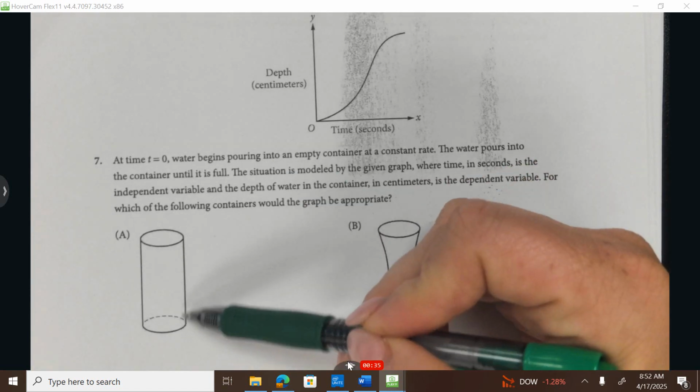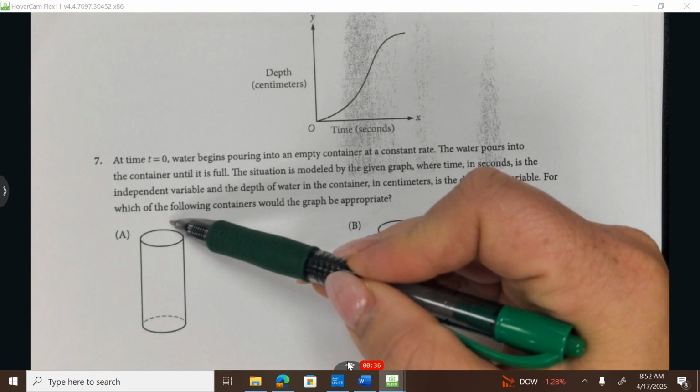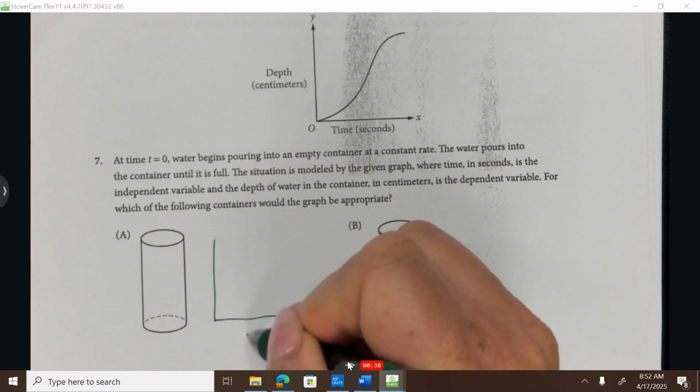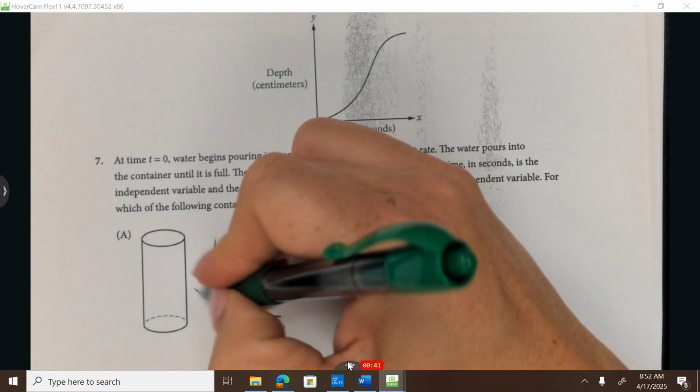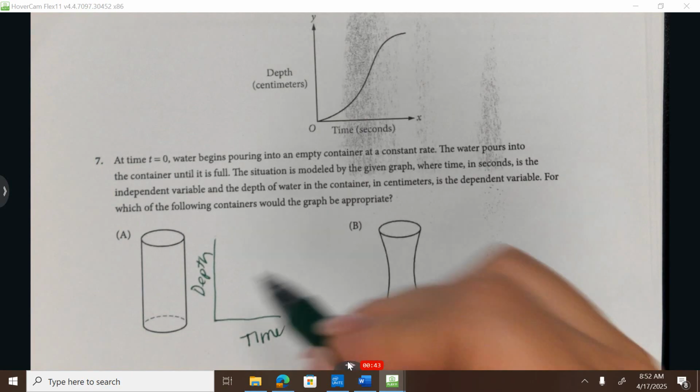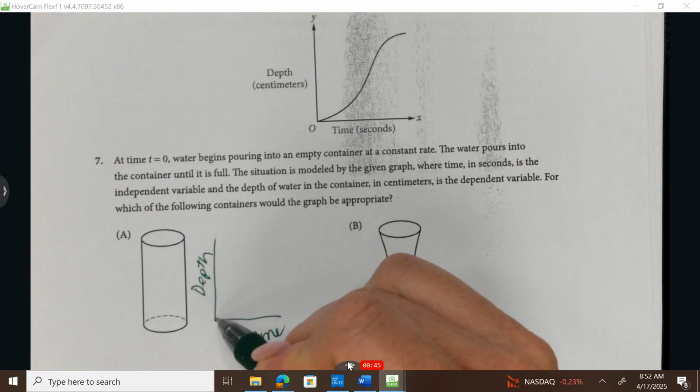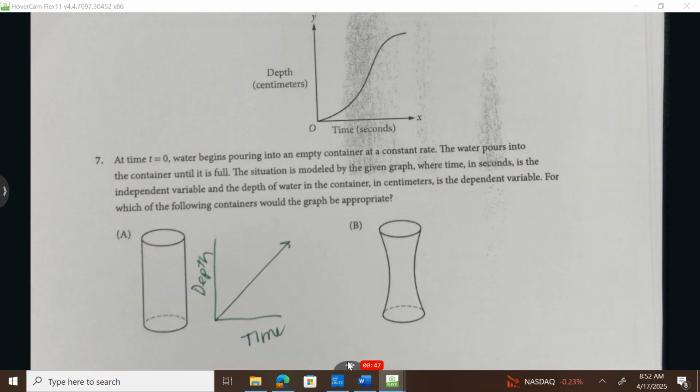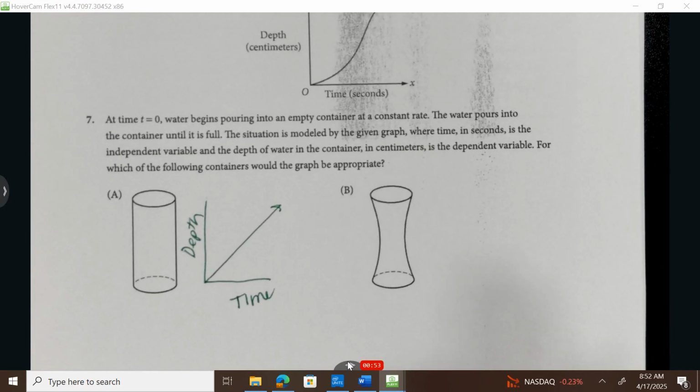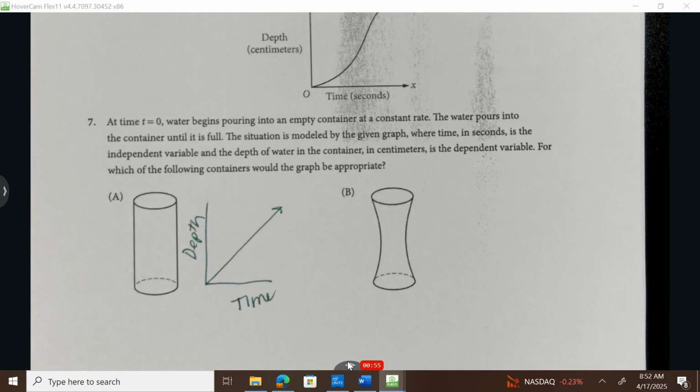Now here's the thing. We are pouring water in at a constant rate. So if this is time and this is the depth of water, and our rate is constant, this would produce a graph that looks something more like this. It'd be a linear graph that corresponds to the container for A, assuming that we are pouring at a constant rate. When we look at B, I believe B is going to be the correct answer.